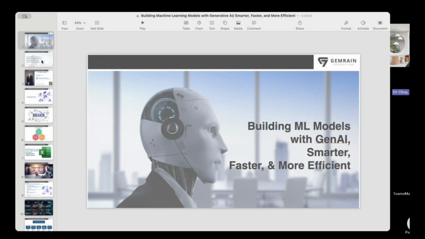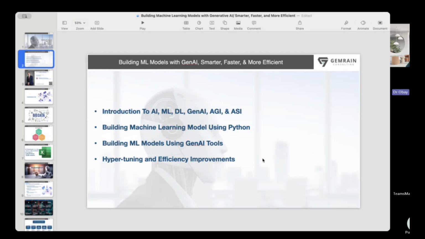All right, so for today, we are going to have an introduction to artificial intelligence, machine learning, deep learning, generative AI, and AGI. If you have heard about AGI, then this is good. You are going to get more knowledge about AGI. If you never heard about AGI, then we are going to discuss what AGI is and what ASI is soon today. Then the second part is going to be about building a machine learning model using the Python programming language.